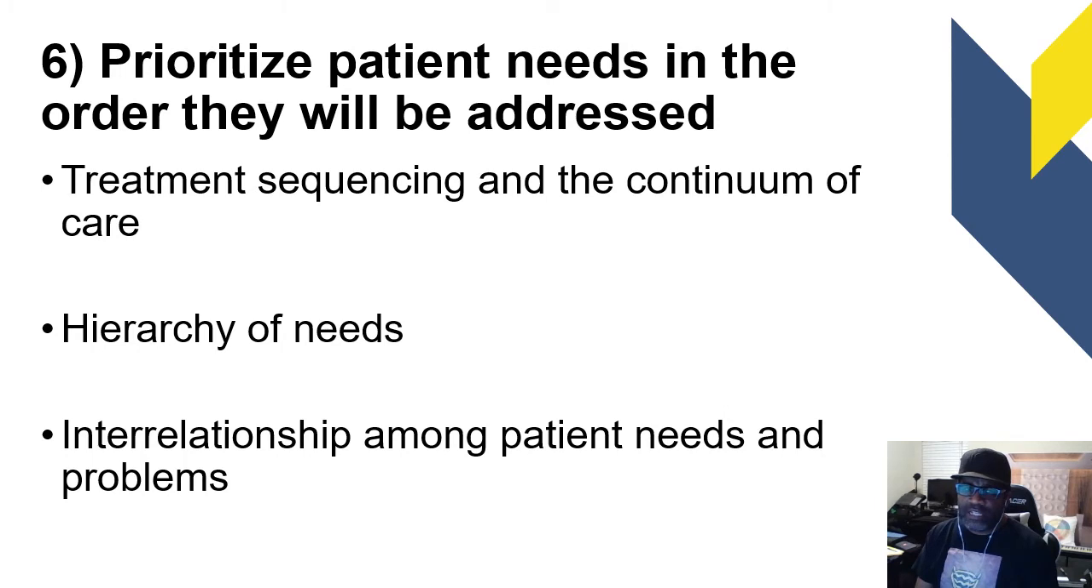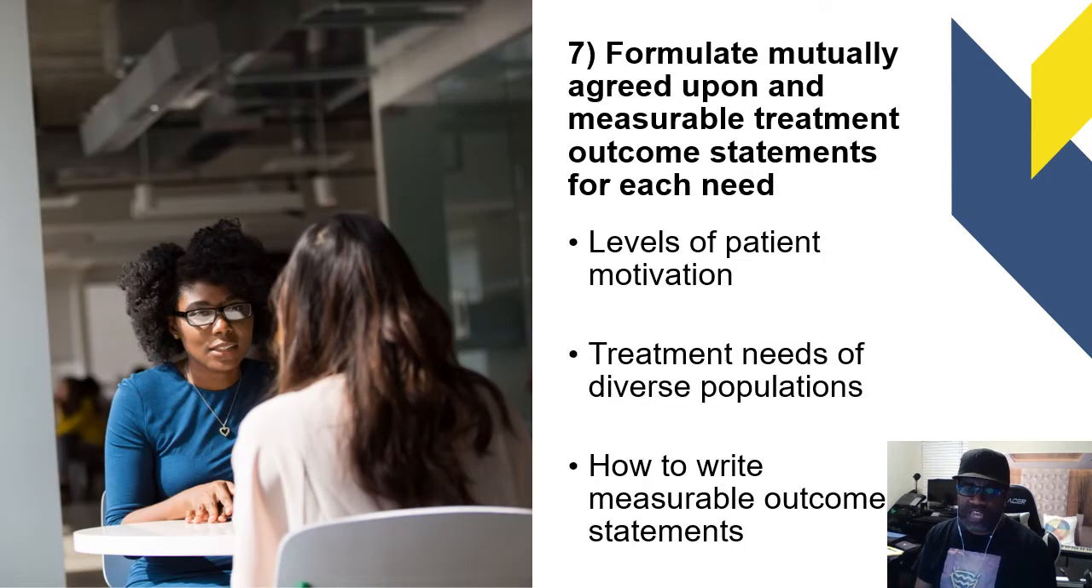Prioritize patient needs in the order they will be addressed. Treatment sequencing in a continuum of care. The hierarchy of needs. An interrelationship among patients' needs and problems. Seven, formulate mutually agreed upon and measurable treatment outcome statements for each need. Assess the levels of the patient motivation, the treatment needs of diverse populations, and how to write measurable outcome statements.